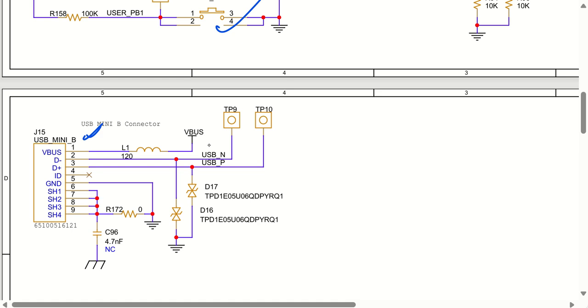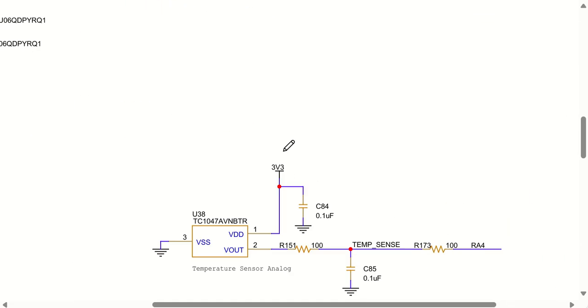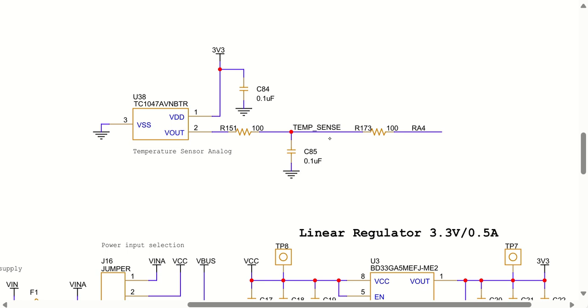A USB mini connector is there, and this is the part number for it from Wurth Electronics. We are not using the USB D+ and D- lines; we are not utilizing that. Just to power up the system, we are using this particular USB connector. Then we have one on-board temperature sensor. I have put it on RF4 as an analog to digital input.